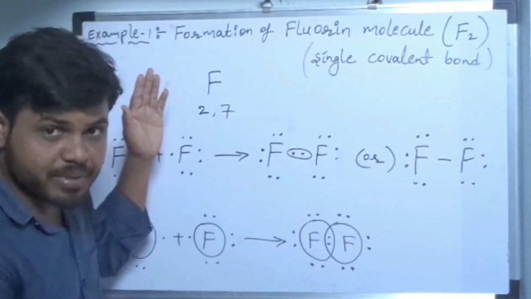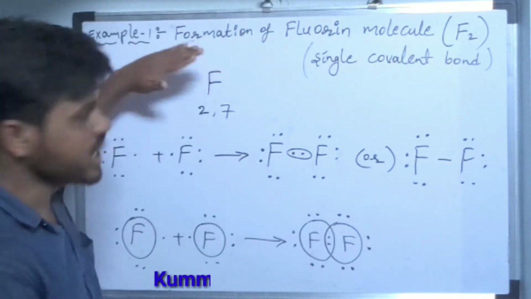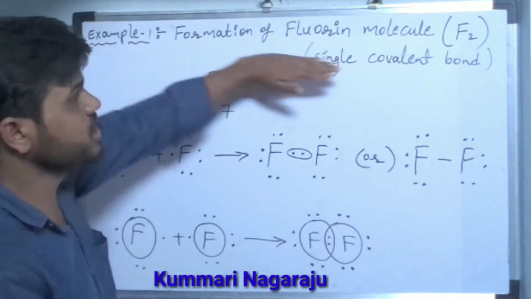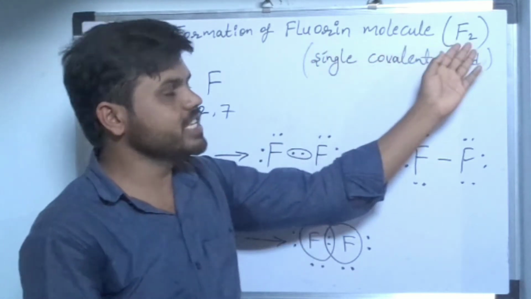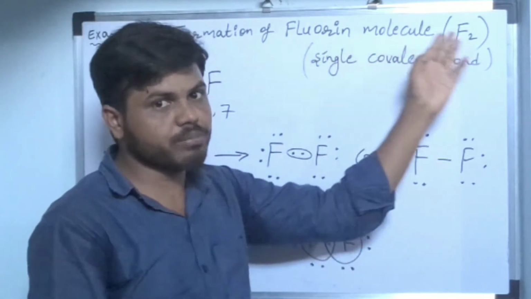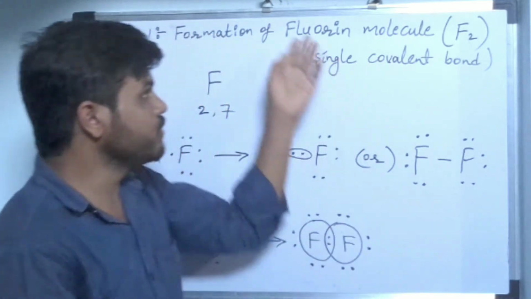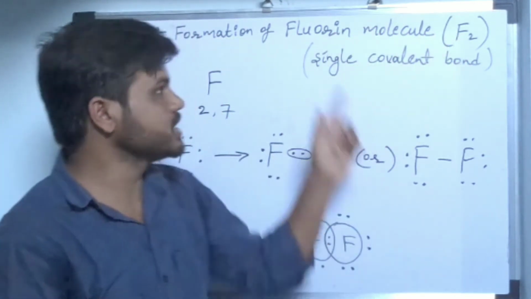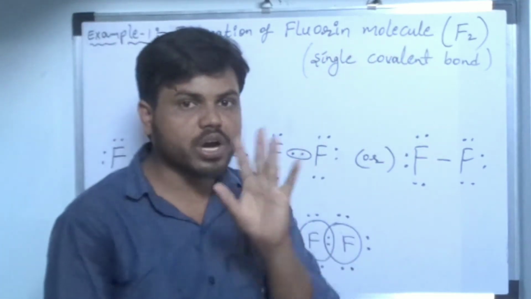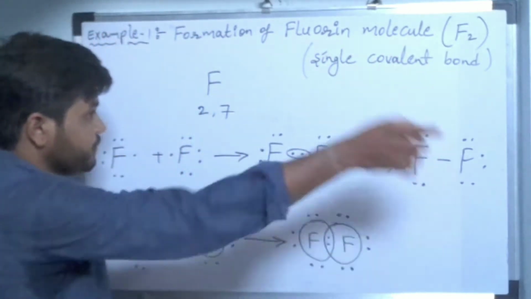Let us discuss some examples of covalent bonds. I am taking the formation of the fluorine molecule. The chemical formula of the fluorine molecule is F2. This fluorine molecule is formed by two atoms of fluorine.